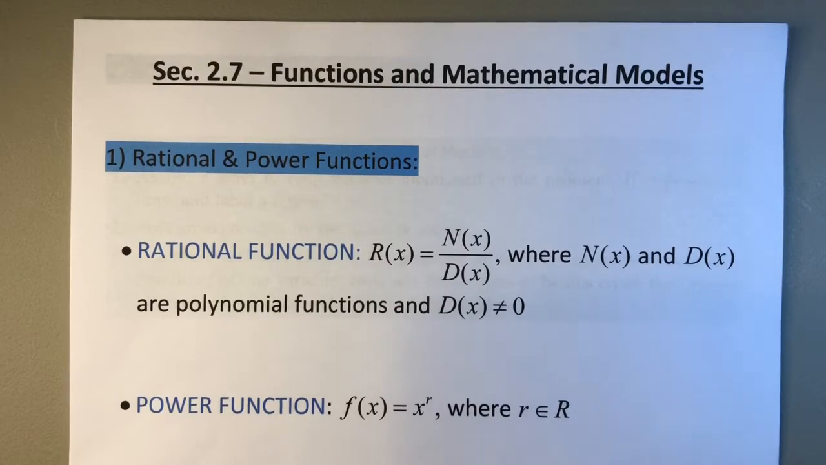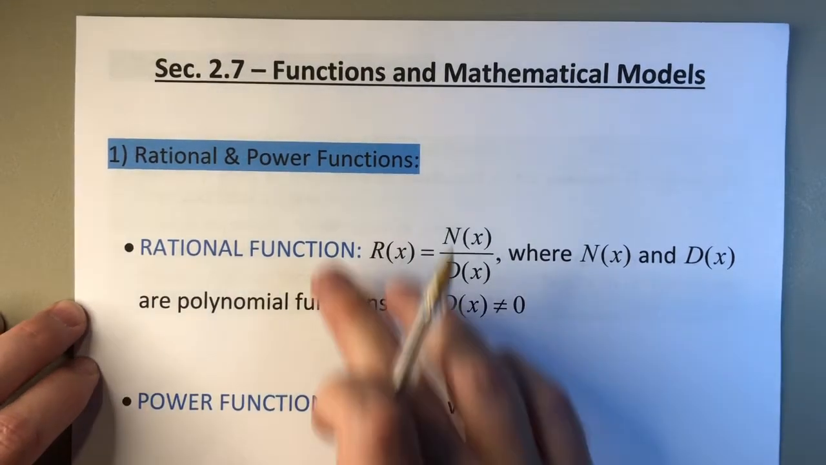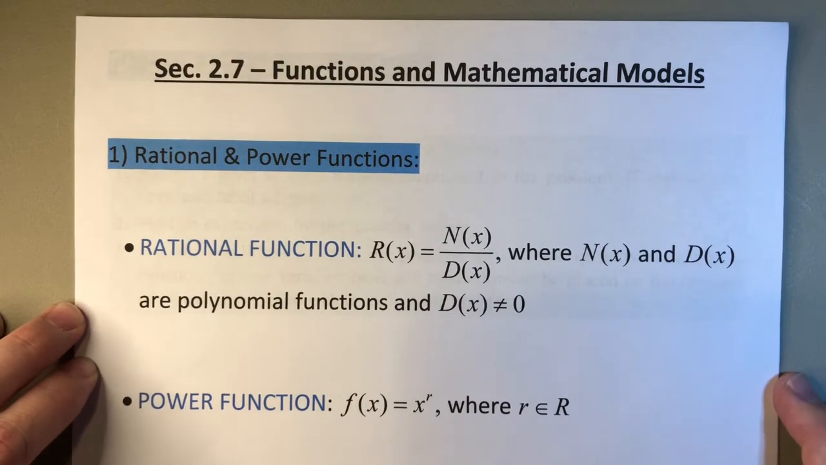Section 2.7, Functions and Mathematical Models. This is the last section that we will be covering in Chapter 2. We will not be looking at Section 2.8. So, functions, first part of this section I want you to be familiar with.